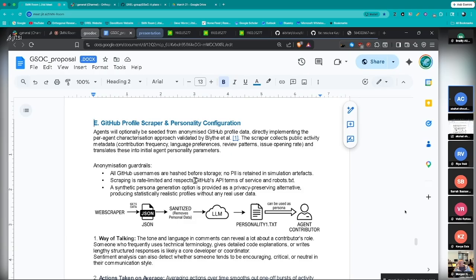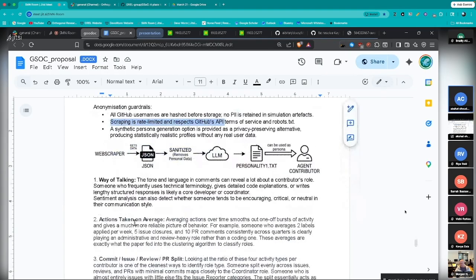So we have talked about how GitHub users tend to have very different personalities. To emulate that, why don't we use the current GitHub profiles we have over the internet? This will obviously be anonymized. We don't want it to get misused. So all the GitHub users will be hashed in the storage, and scraping will be rate limited, like one user's data per minute or something like that, so that it won't be misused.